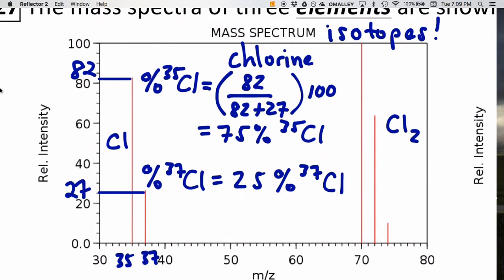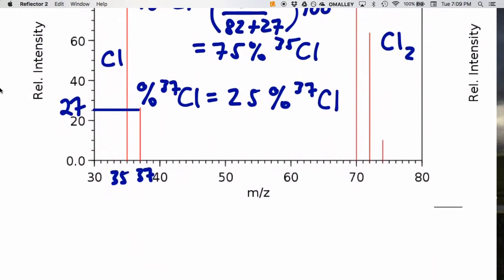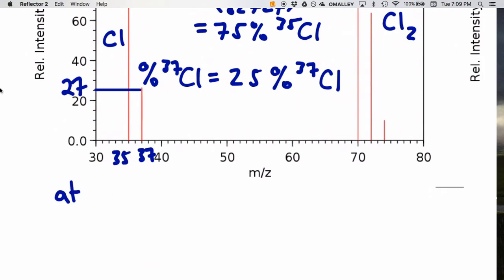It tells us the percentage of each isotope, and then we can go one step further and actually use that to calculate the atomic mass that we expect to see for chlorine. And this is in fact how you get atomic masses. You take these percentages and turn them into a weighted average atomic mass.